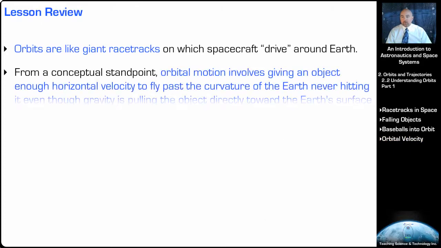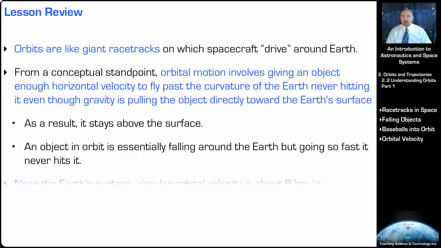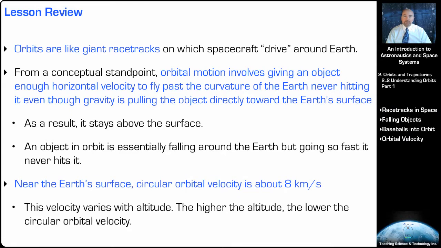In this lesson, we learned that we can think of orbits as giant racetracks upon which satellites complete their laps day after day. Conceptually, putting an object, whether it's a baseball or the space station, into orbit requires we give it enough horizontal velocity that it literally falls around the Earth, never quite hitting it. The Earth's surface curves away as fast as the object travels downrange. We learned we can easily calculate this orbital velocity, which turns out to be about 8 kilometers per second for a circular orbit near the surface of the Earth, and decreases with altitude.